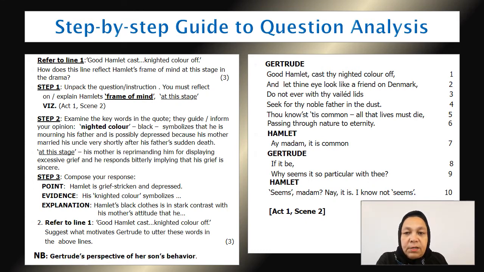Refer to line 1. Here is another example of a question based on character analysis. Good Hamlet, cast thy nighted colour off. The same line suggests what motivates Gertrude to utter these words in the above lines. Note, whereas the first question asked you to reflect on Hamlet's state of mind, this question asks you to look at events from Gertrude's perspective. So you have to be very aware of the different constructions and focus points of the different questions.